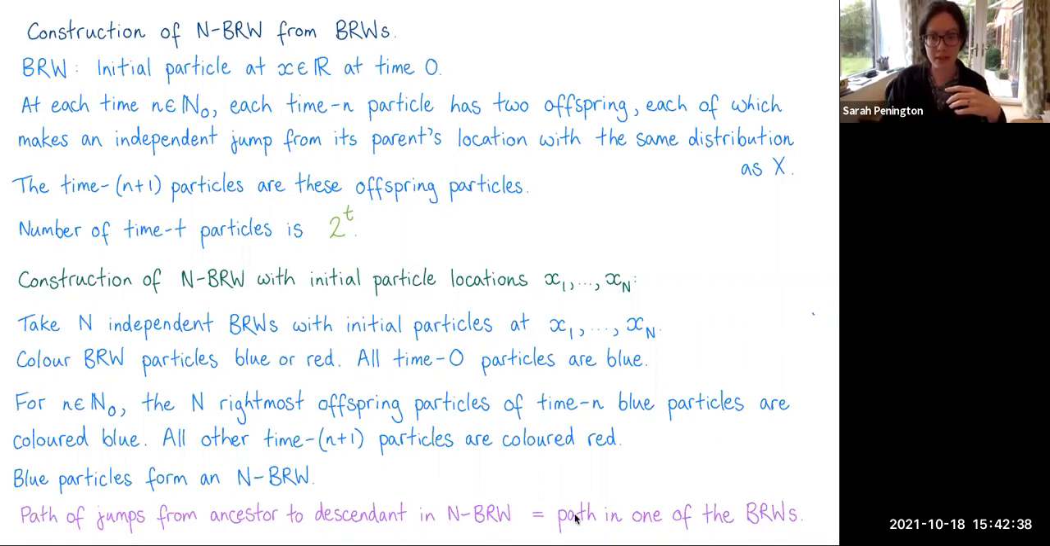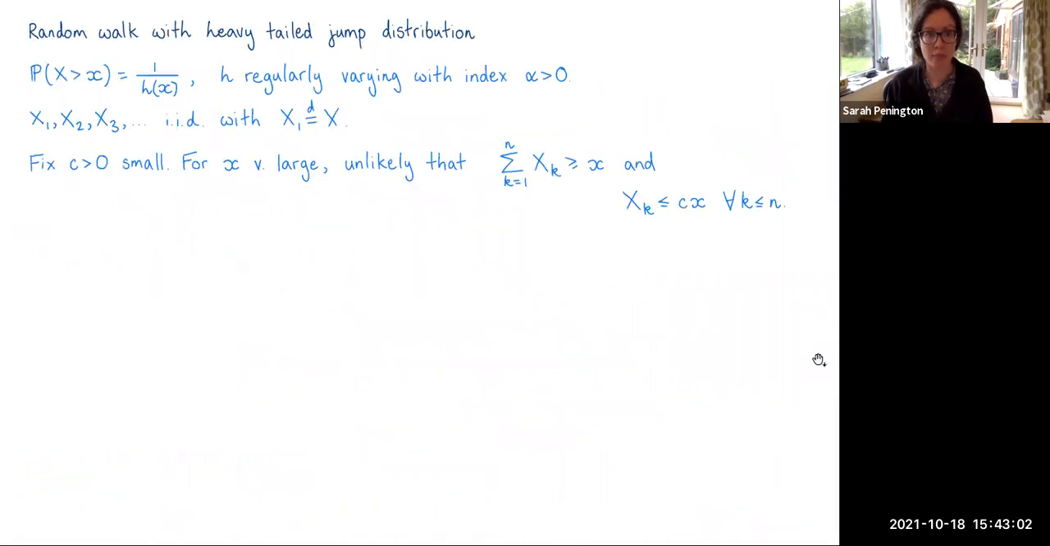And then you can use this to say that, well, if it doesn't happen for any path in any of the branching random walks, then it can't happen in the n-particle branching random walk. So that's what we're going to use. And the property that we're going to use that is unlikely to happen in a random walk with heavy-tailed jump distribution is this one. So let's set up our random walk with heavy-tailed jump distribution.